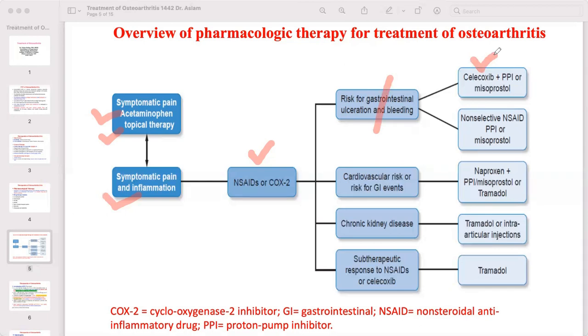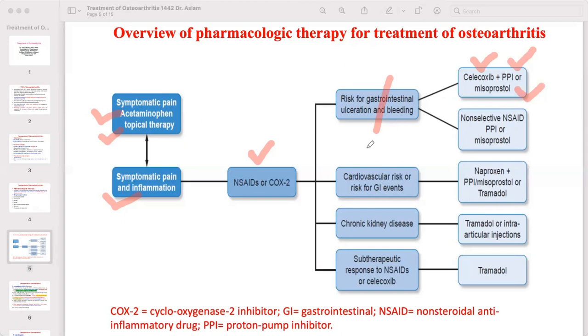and it will prevent the ulceration and thereby bleeding. Celecoxib plus proton pump inhibitor, which decreases the acid secretion, or misoprostol, which is also a gastrointestinal agent, and it protects the gastric mucosa, misoprostol.